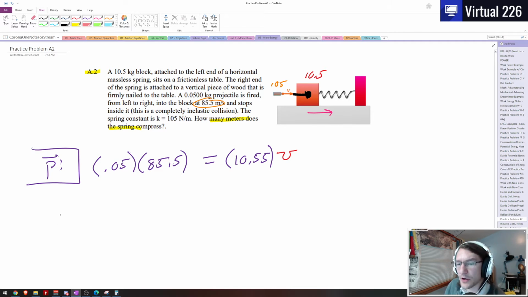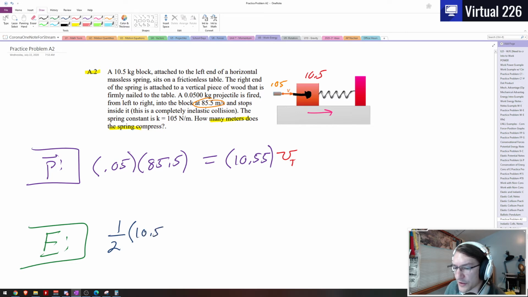Now, on the flip side of things, we're not conserving energy, but we can still write an energy equation. This velocity here, we can call the velocity of the target. That's what we did for the ballistic pendulum, at least. That velocity of the target is now going to compress the spring to the right. The block-bullet system is going to have some kinetic energy: 1/2 times the mass of the block and bullet, 10.55, multiplied by VT squared. We don't know what that VT is, so it's just going to stay like that.